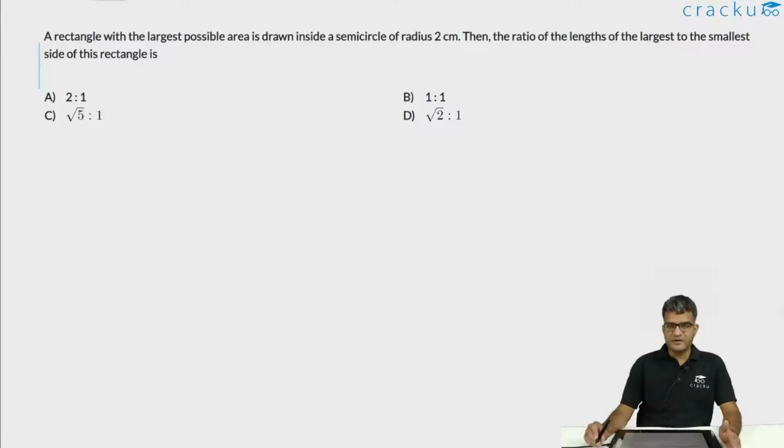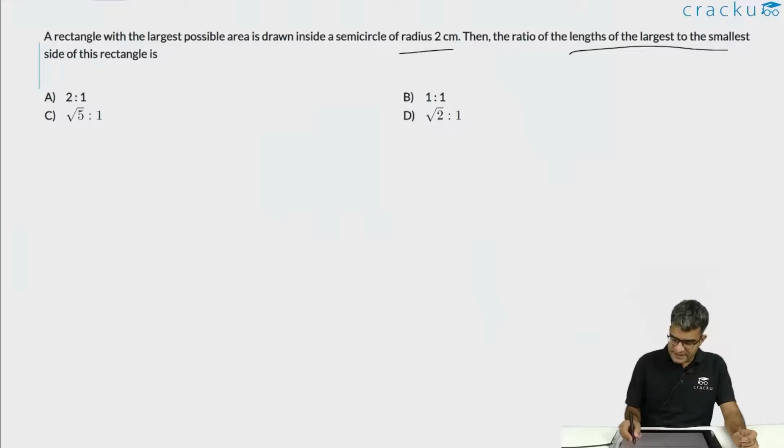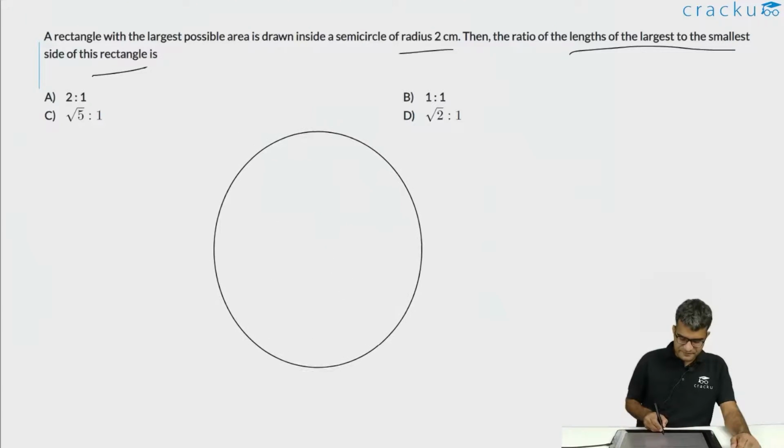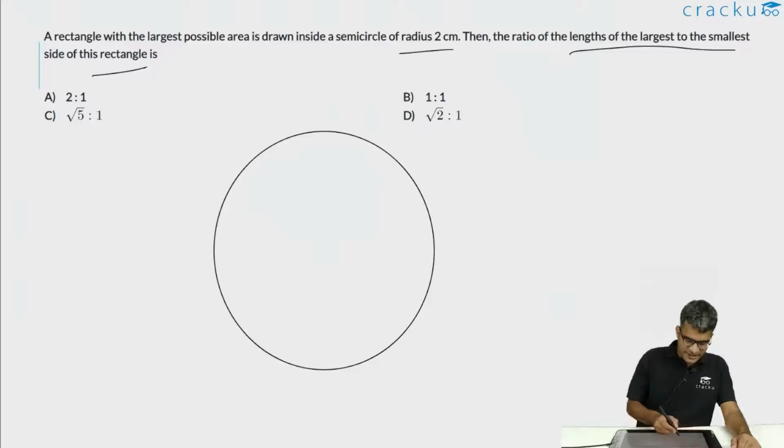In this question, we are told that there is a semicircle of radius 2 centimeters. We are required to calculate the ratio of the length and breadth of the rectangle. So let us first draw a circle, then let us draw the diameter, we are looking only at the semicircle. Let us assume that this is the semicircle we are looking at, the top part of the semicircle.